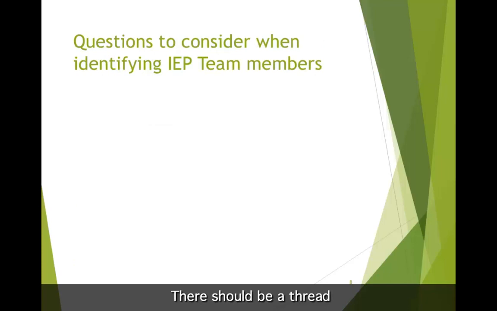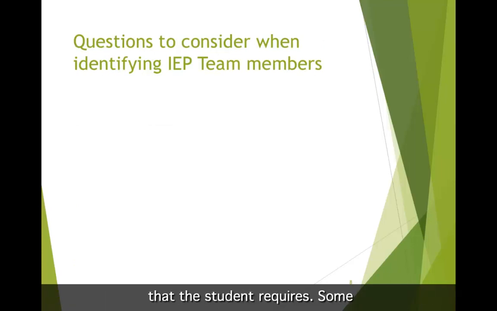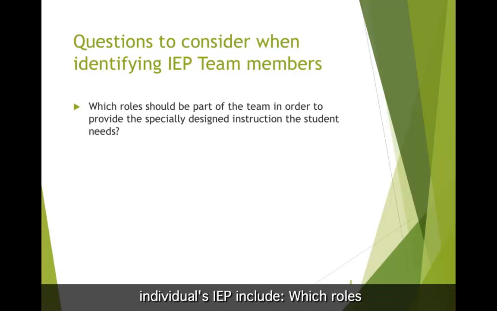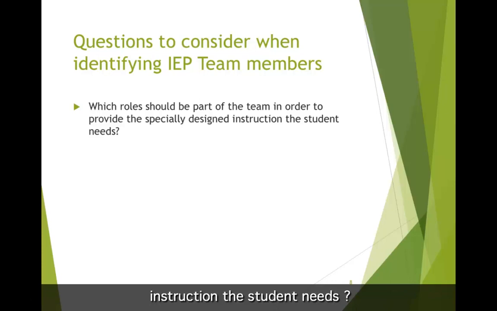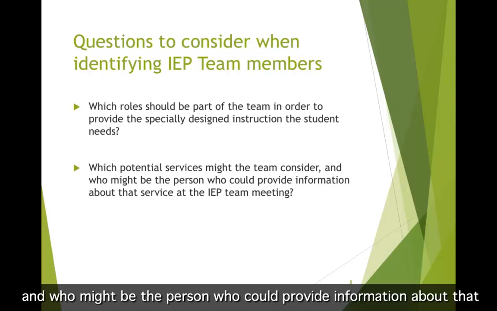There should be a thread between IEP team members and the potential supports and services that the student requires. Some questions you might consider when identifying team members for an individual's IEP include: which roles should be part of the team in order to provide the specially designed instruction the student needs? And which potential services might the team consider, and who might be the person who could provide information about that service?